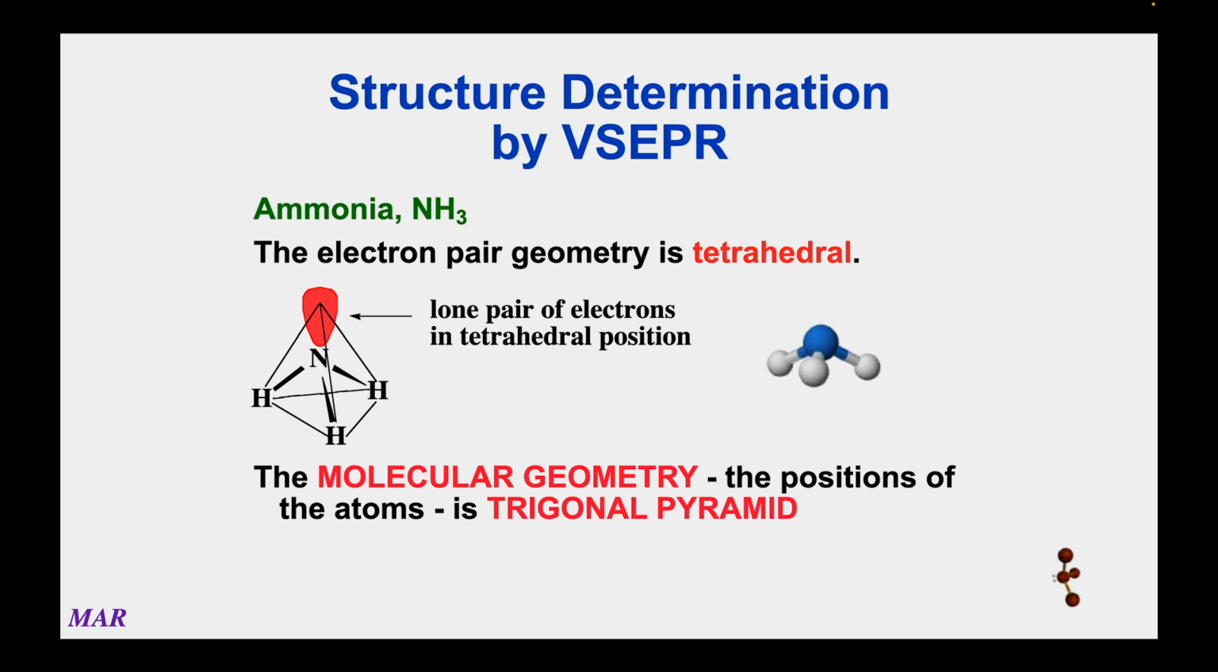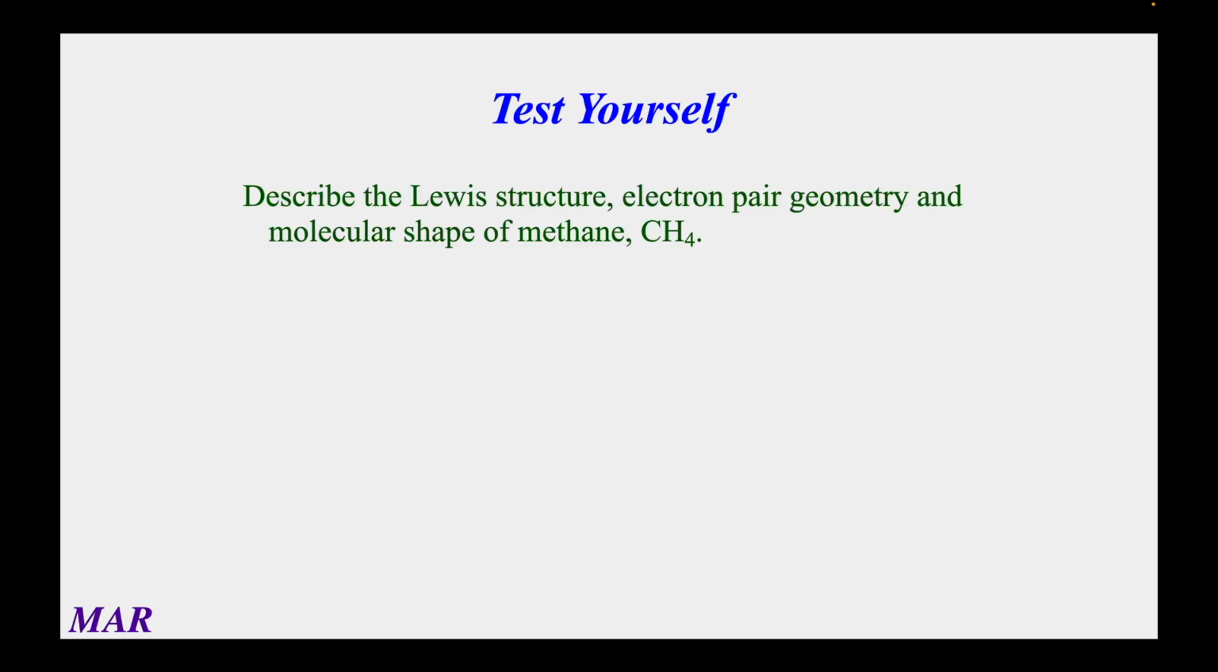So this is how you apply VSEPR to a Lewis structure. Let's test ourselves here, and let's describe the Lewis structure, electron pair geometry, and molecular shape of methane. What we would do here is, first of all, find the Lewis structure for CH4. We'll build it, and once we do that, we can figure out the number of clouds around the central atom and number of bonding and lone pairs to find the EPG, electron pair geometry, the MG, or molecular shape, molecular geometry, and we can even find the bond angles here for methane, CH4.